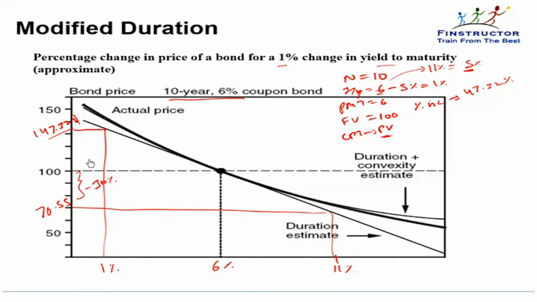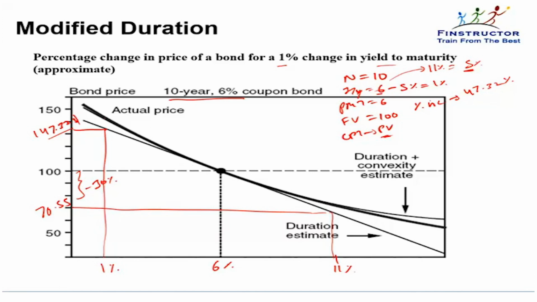Duration is the percentage change in the price of a bond for a 1% change in yield to maturity. Please note that if for a 5% change the change is 47% or the change is 30%, then for a 1% change, what would the change be? It is simple unitary method. It will be 47 divided by 5 and 30 divided by 5.